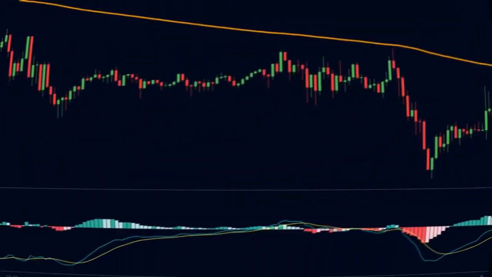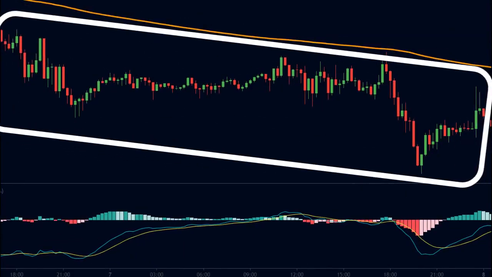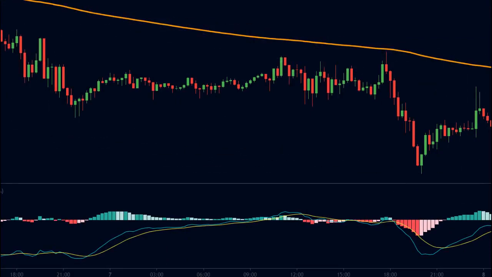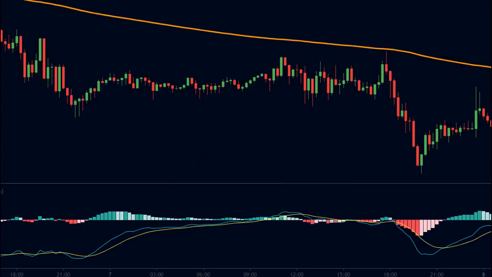Now, let's look at a sell trade. Here we can see that the price was constantly trading below the 200 EMA. Hence, the price was in a downtrend, and we will look for selling opportunities only. A selling opportunity will occur when the MACD gives a bearish crossover. A bearish crossover will occur when the MACD line crosses below the signal line.